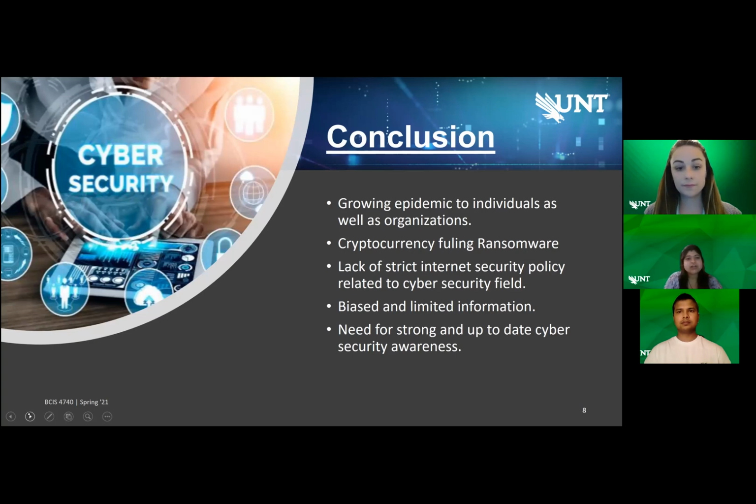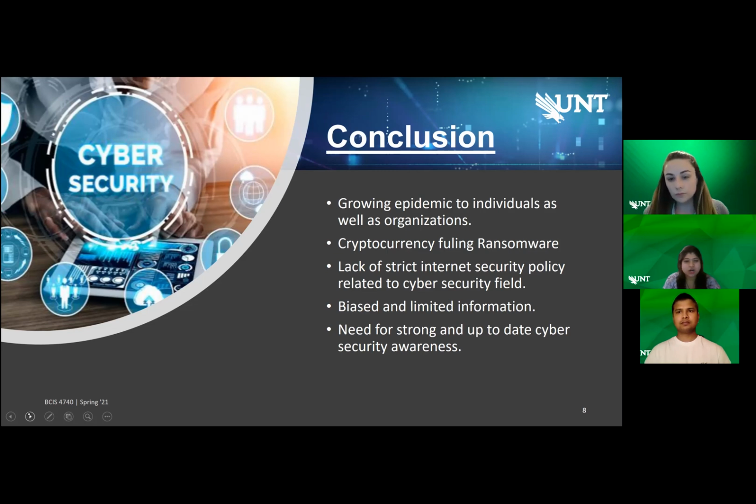To conclude, ransomware is a growing epidemic to individuals as well as organizations. The existence and usage of cryptocurrencies fuel ransomware attacks, and given the lack of strict internet security policies and enforcement, a threat to cybersecurity is a must. With the growth of digitalized data and usage of enhanced cloud-based technologies, we need policies, rules, regulations, and punishments to curb cybersecurity crimes like ransomware attacks.